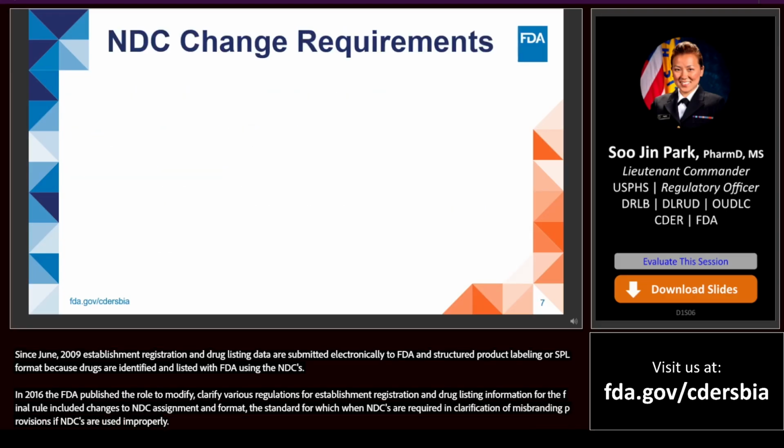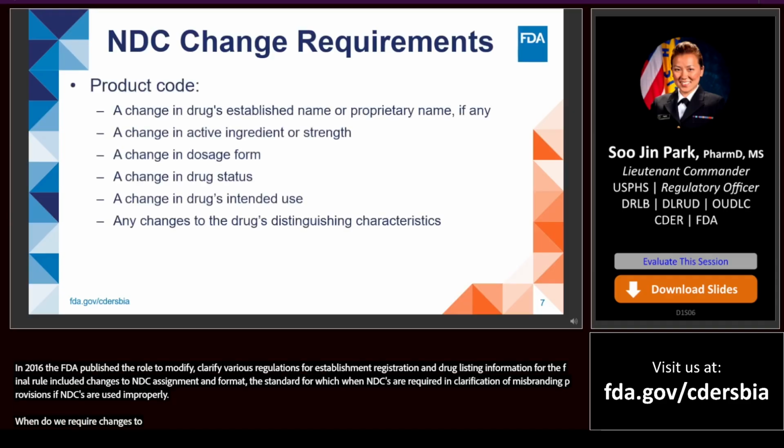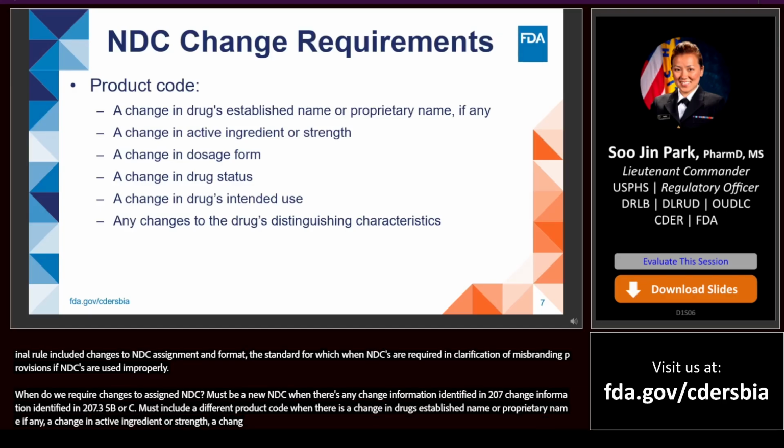So when do we require changes to the assigned NDC? The NDC must propose a new and unique NDC for a drug when there is a change to any of the information identified in 207.35 B or C. The new NDC must include a different product code when there is a change in drug's established name or proprietary name, if any, a change in active ingredient or strength, a change in dosage form, drug status, drug's intended use, or any changes to the drug's distinguishing characteristics.